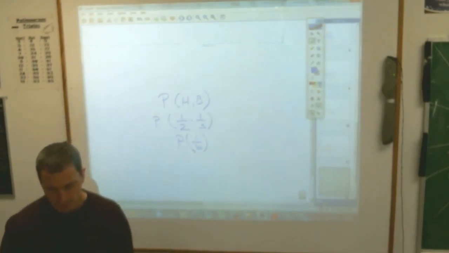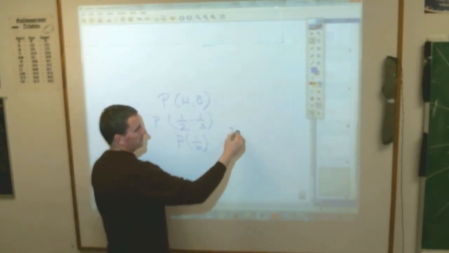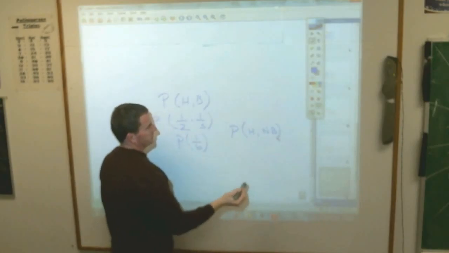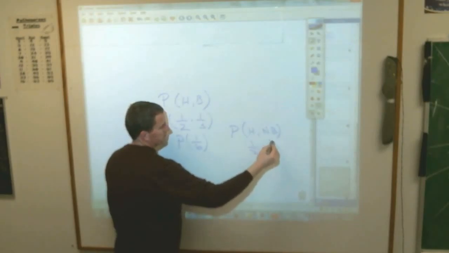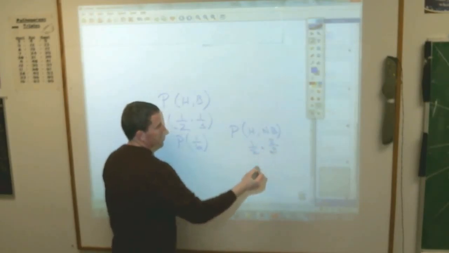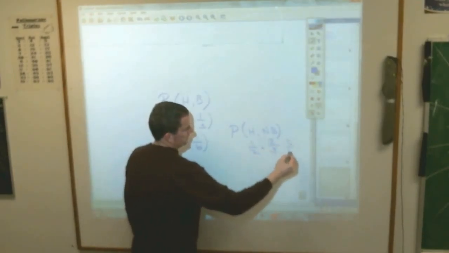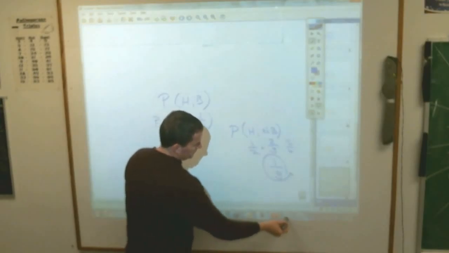Letter B. What's the probability of heads and not blue? Well, the heads is still 1/2. Probability not blue is, how many not blues are there? 2. How many total? 3. So when you multiply that together, you get 2/6, which is 1/3. Any questions on probability?